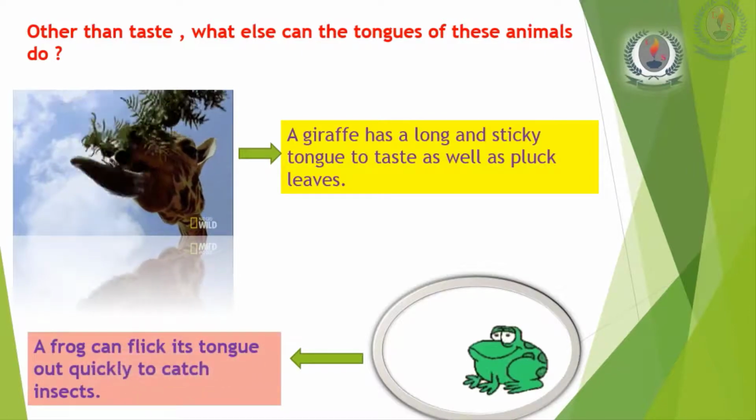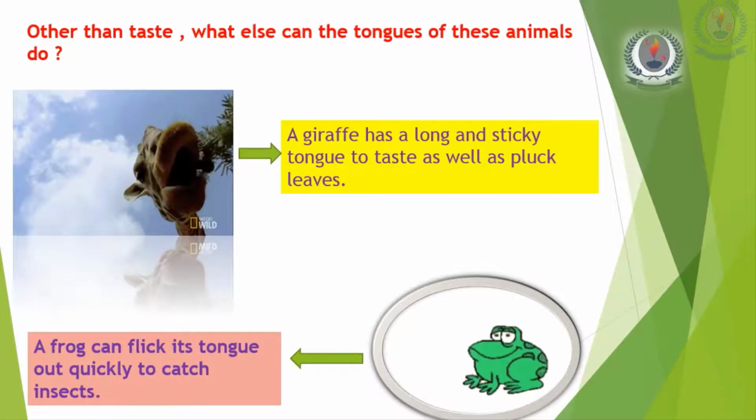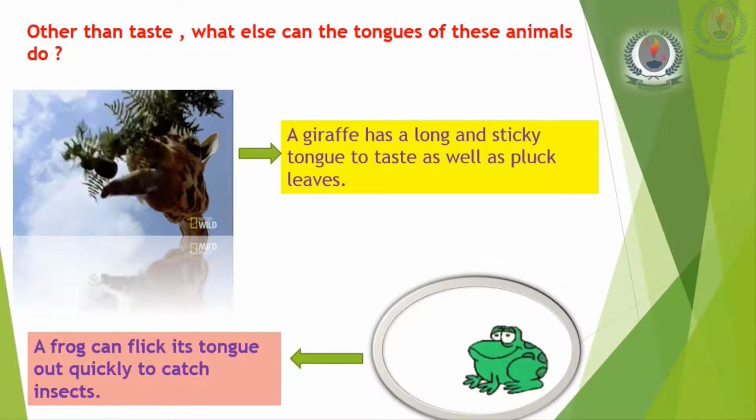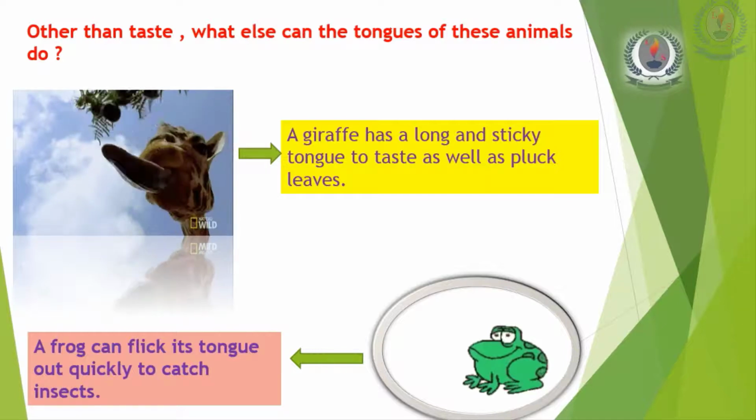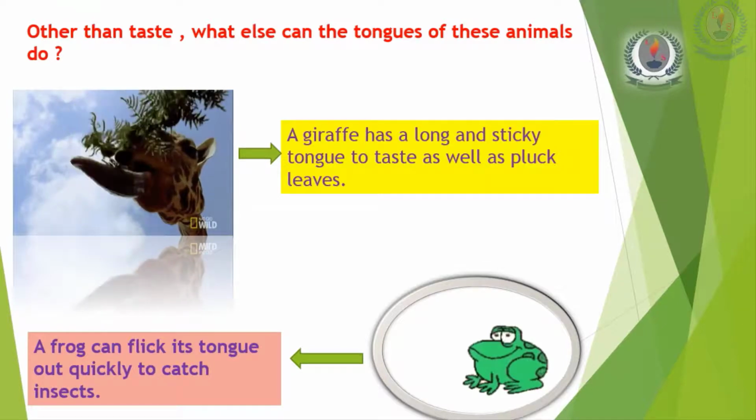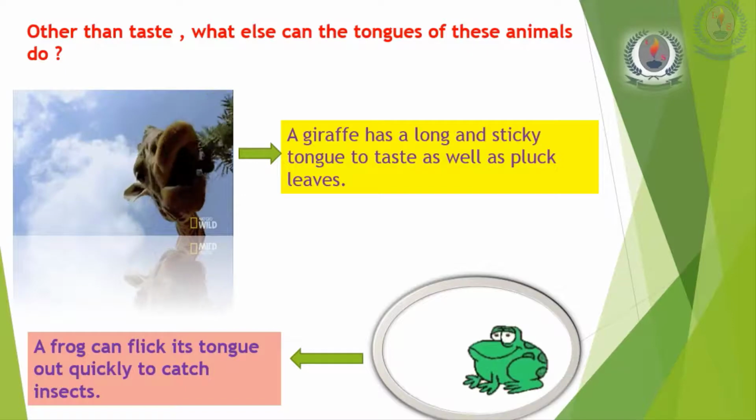In the second picture, you can see a frog. The frog is catching an insect. A frog can flip its tongue out quickly to catch insects.